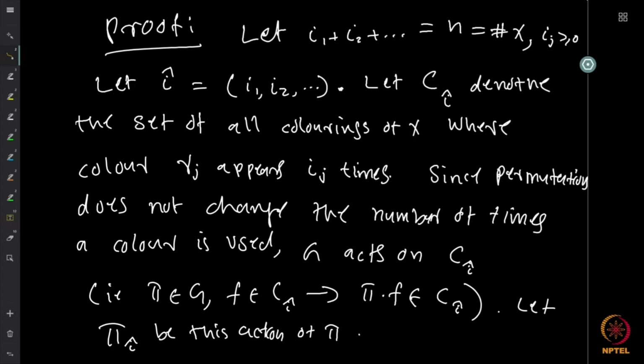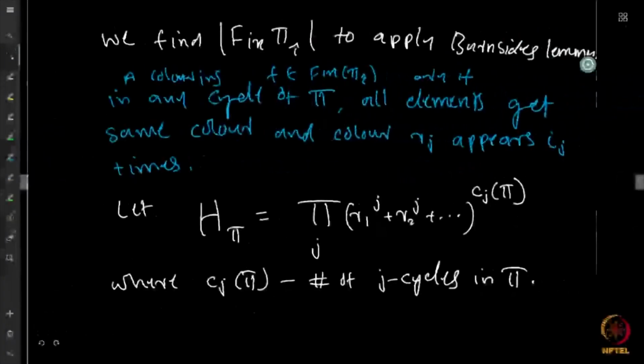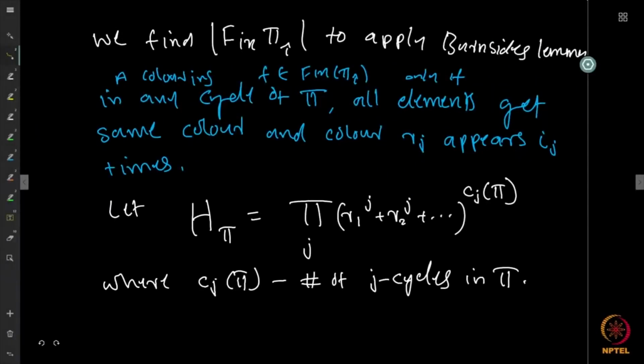Because for each i cap, C i cap basically gives a partition of all such colorings, and for each partition, the permutations act within that partition, right? So that is what we were saying before. So let pi i cap be this particular action of pi on C i cap. Now we want to apply Burnside's lemma, so we want to find the cardinality of fix of pi i cap. Now how do you find the cardinality of fix of pi i cap?